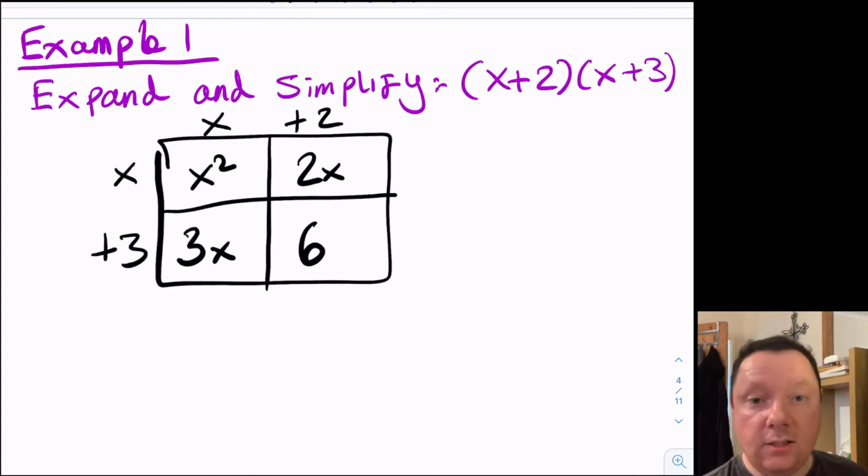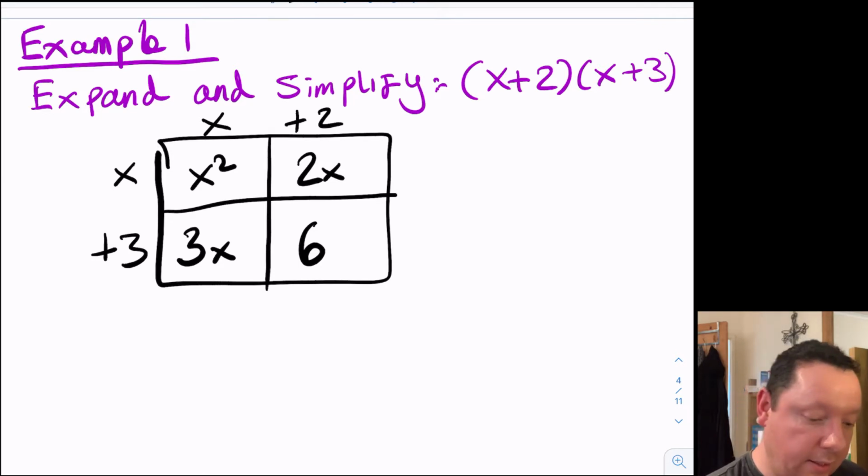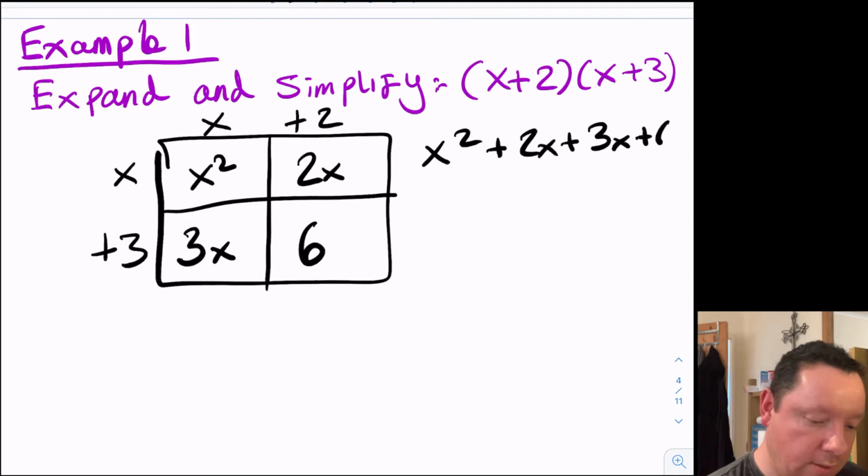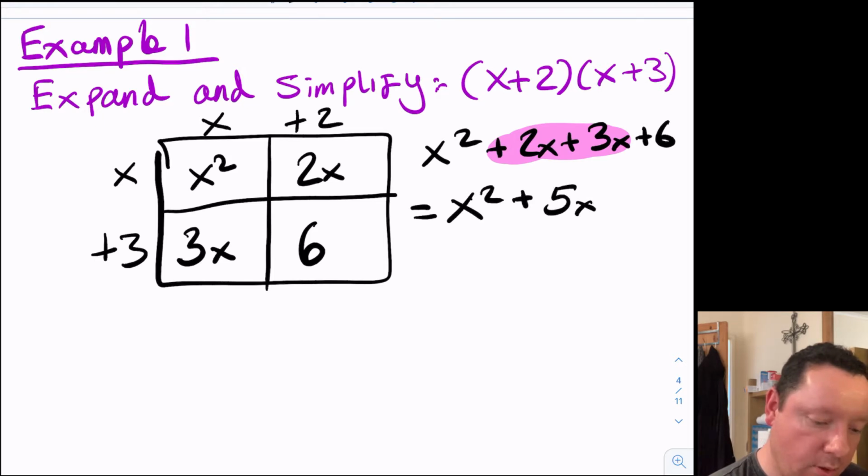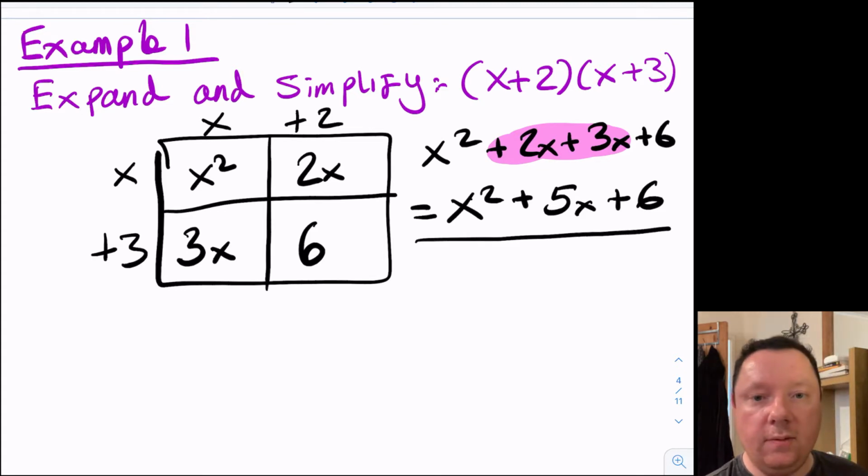So the final answer is everything in the box added together. So I've got x squared plus 2x plus 3x plus 6. And remember, it's the 2 middle ones that are always the ones that we end up adding together. So we end up with x squared plus 5x plus 6. And that is doing it using the grid method.